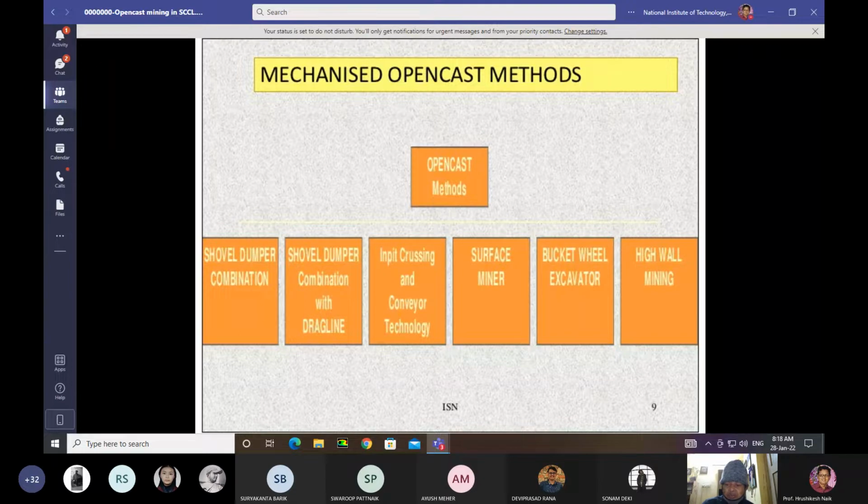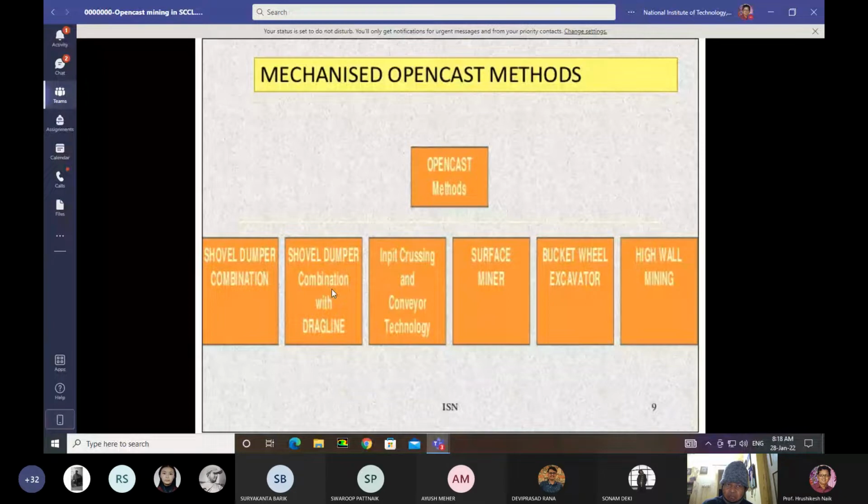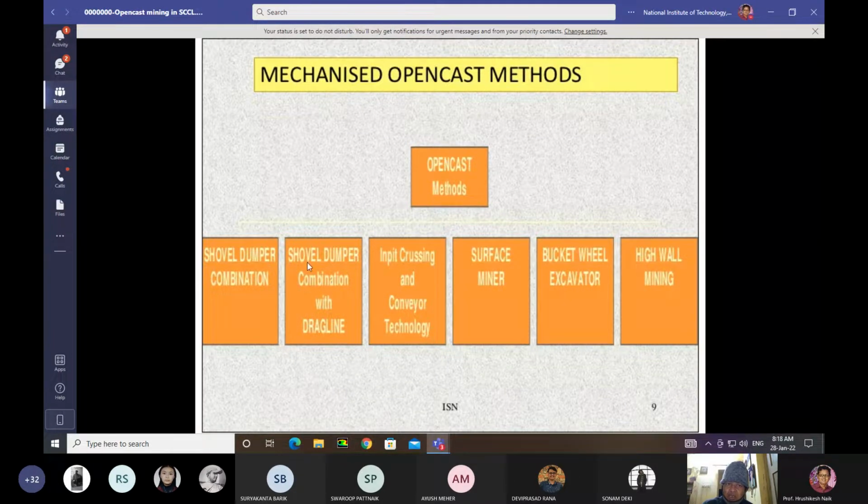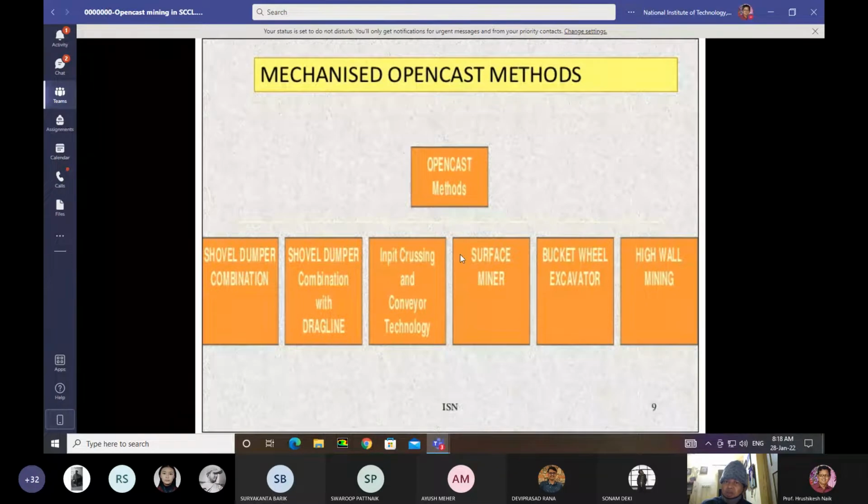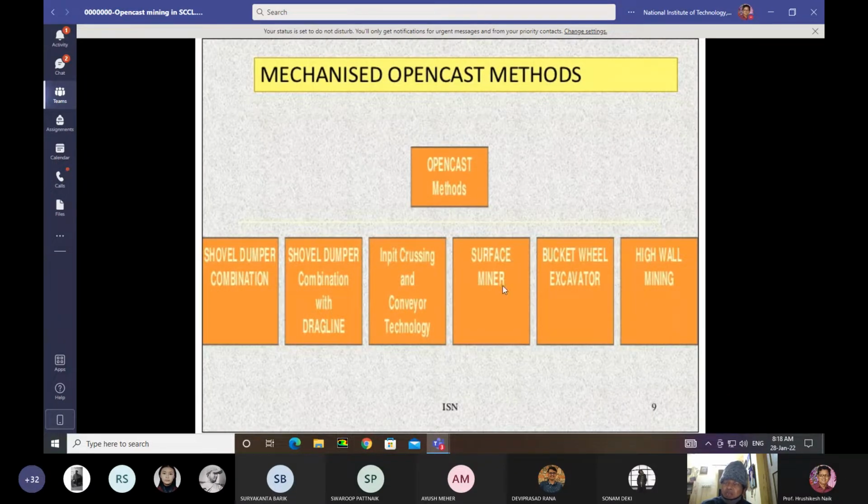Whereas the shovel and dumper is used for mining the coal deposits. So this method is called your shovel dumper combination with drag line, which we have also discussed in the previous classes. Then we have also discussed in pit crossing and conveying technology, what is in pit crossing and conveying system. Then we have also discussed surface miner. I have shown you in the last class yesterday what is a surface miner, how the surface miner is used for exploitation of the soft mineral deposits, coal deposits.